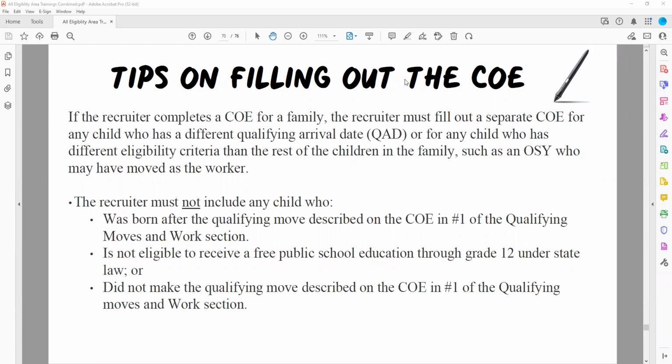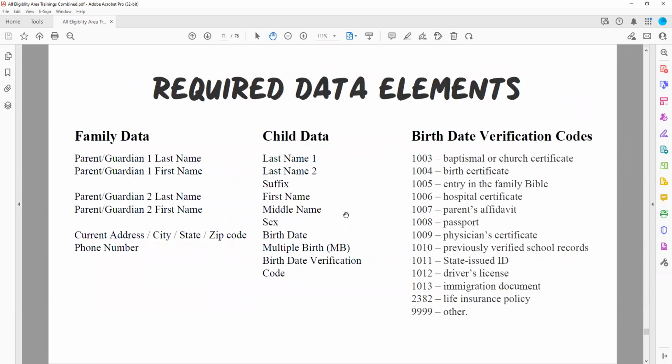So you could just put in a comment that there's a baby that was born after the move. You would also not put anyone who was over the age of being eligible for free public education in your state, and anyone that did not make the qualifying move. So maybe the whole family moved and there was a brother that was always living there. Well, they have to have moved in order to be on the COE, to be eligible for the migrant ed program.